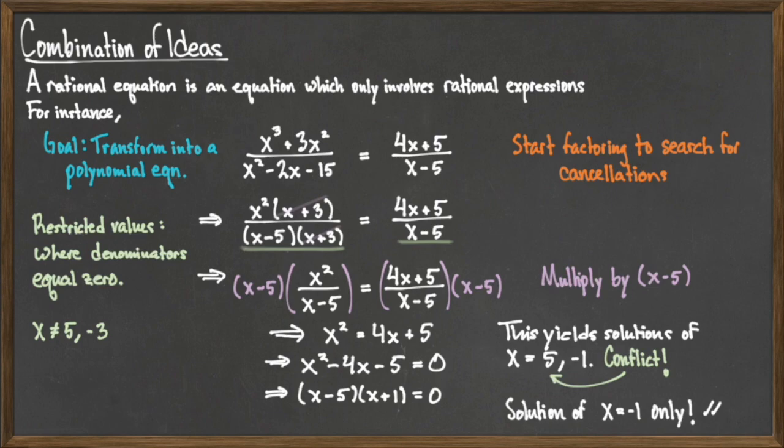So at the end of the day, we solve a rational equation by turning it into a polynomial equation. And then we just have to check if any of the solutions that we find conflict with our restricted values.